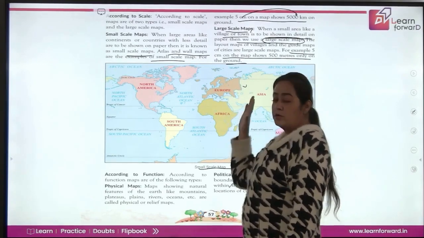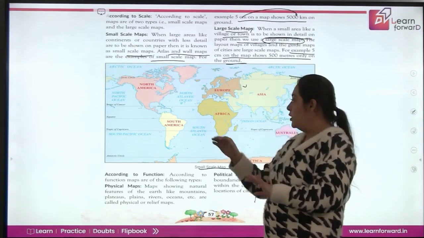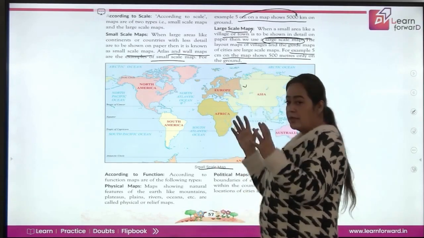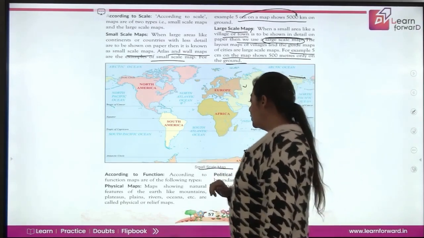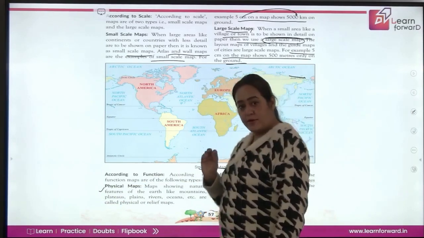This was according to scale. If we divide it according to scale, small scale map, large scale map. Small scale map, large areas with less detail. Large scale map, small areas with large detail, right? According to function, we have physical map, we have political map, and then we have thematic map.